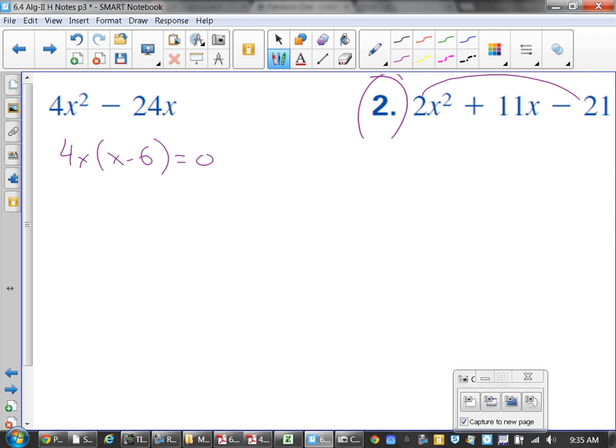What are two numbers that multiply to negative 42 but add to 11? 6 and 11? Negative 6 and negative 5? Let's try this again. Negative 6 and negative 5 equal negative 30. You want to multiply to negative 42, but add to 11. 14 and negative 3. Yes, 14 and negative 3.